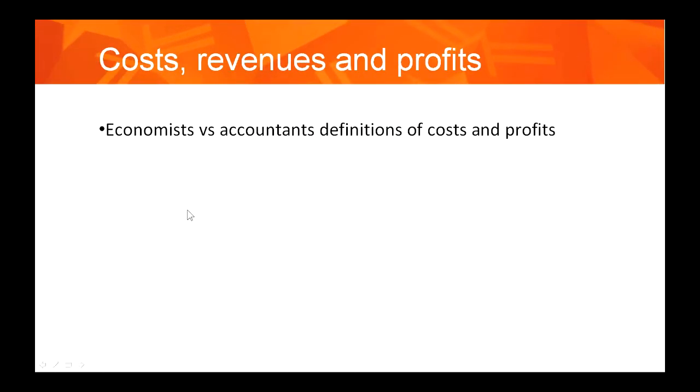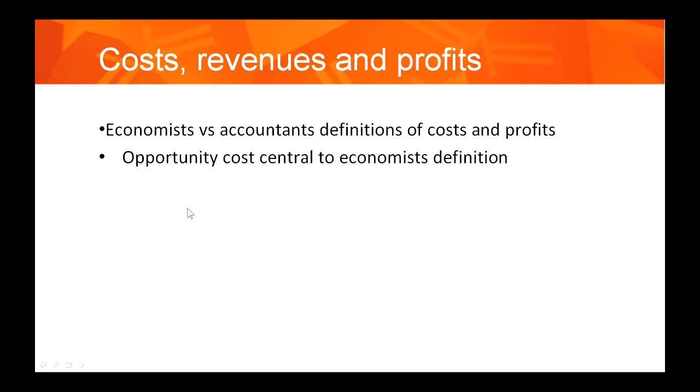The next module considers costs, revenues, and profits. And we start the module by asking about the difference in the definitions of costs and profits espoused by economists as opposed to accountants. And we find that opportunity cost is central to the economist definition, and this has some important implications for resource allocation.